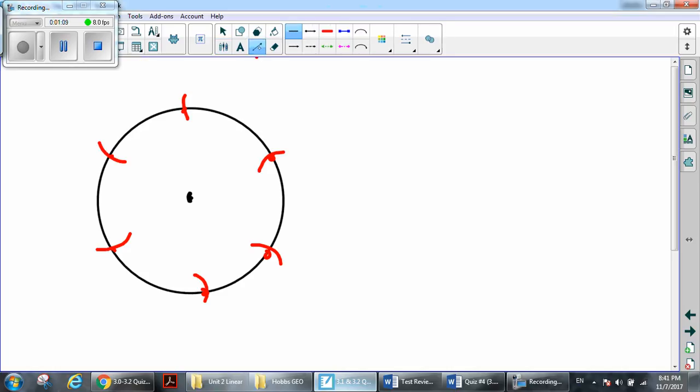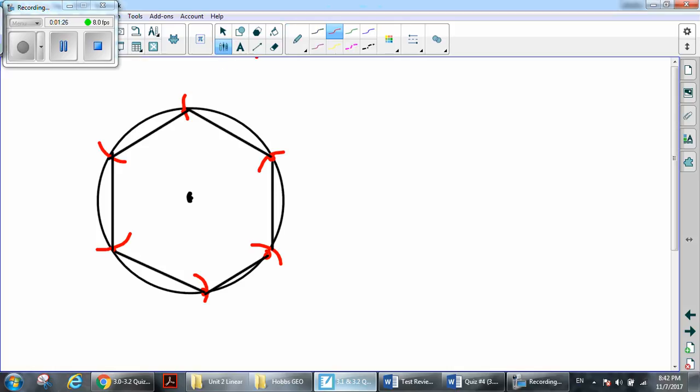So you would use your straight edge here. You're going from point to point, connecting those points, and you get a hexagon. Okay, so what's neat is that this is an equilateral hexagon. So I need to mark all of these sides as congruent. Okay, so that's how you make your equilateral hexagon.